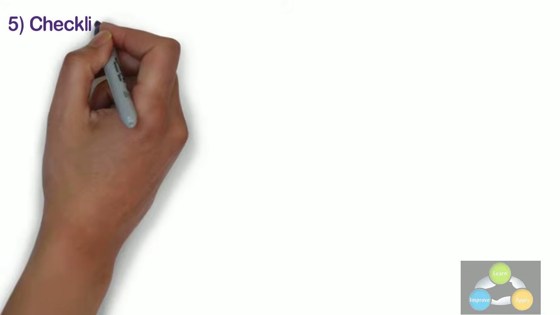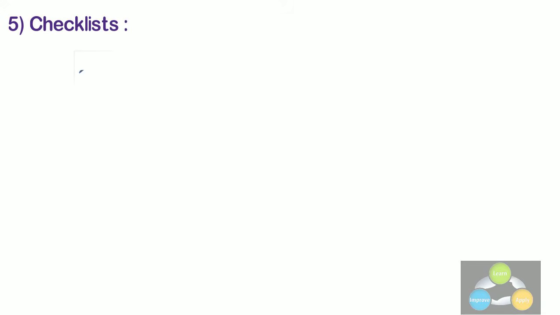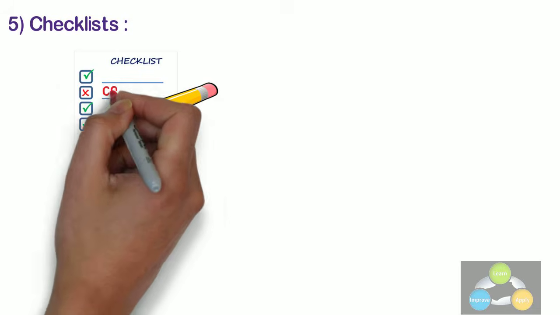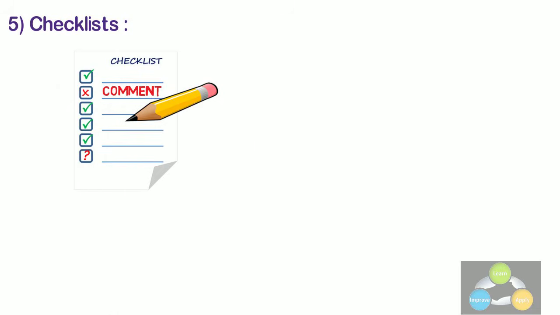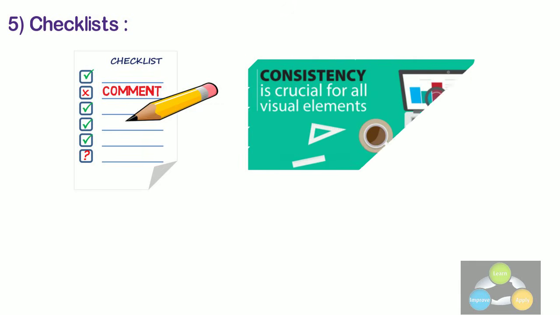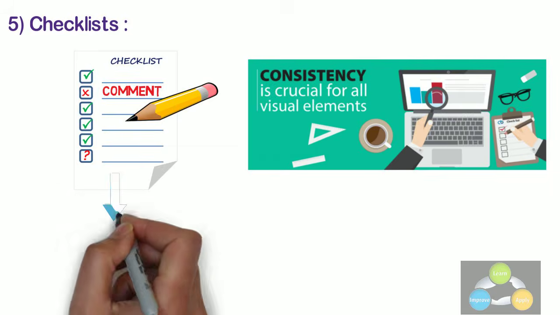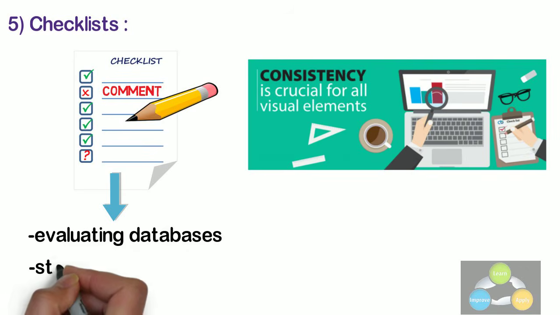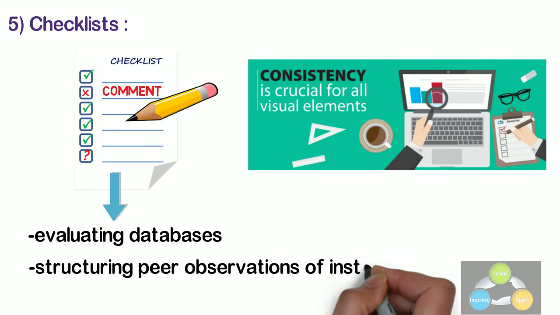And 5. Checklist. They can be a simple list of criteria that can be marked as present or absent, or can provide space for observer comments. These tools can provide consistency over time or between observers. Checklists can be used for evaluating databases or for structuring peer observations of instruction sessions.